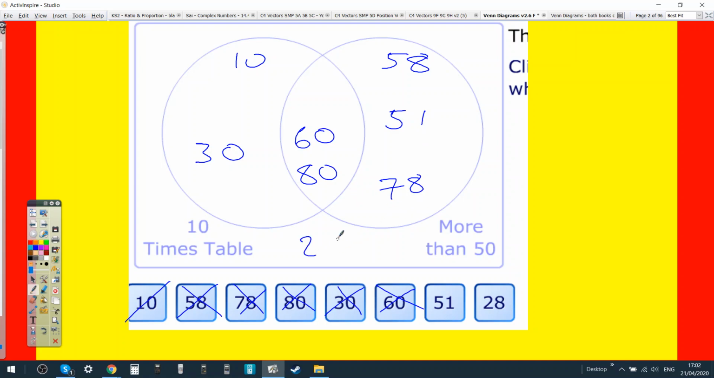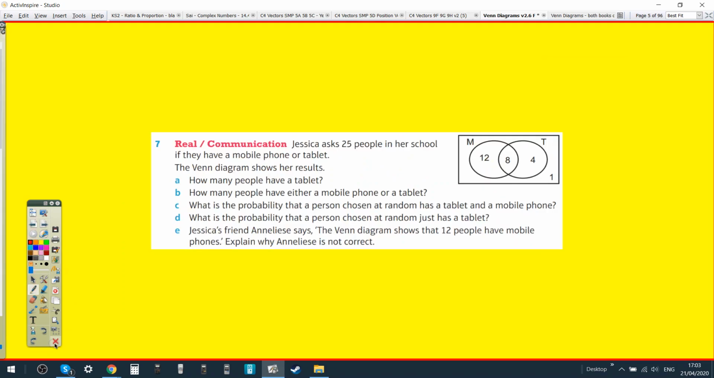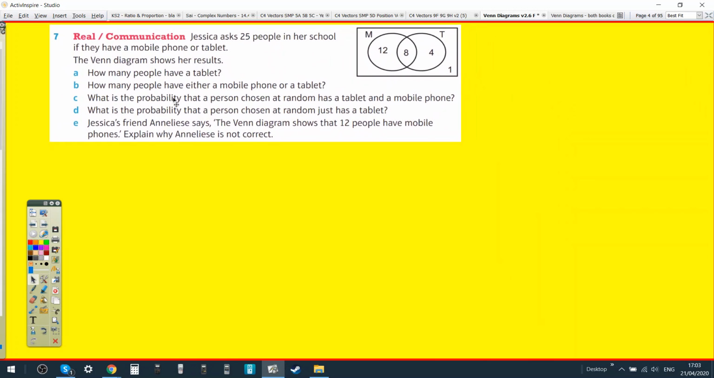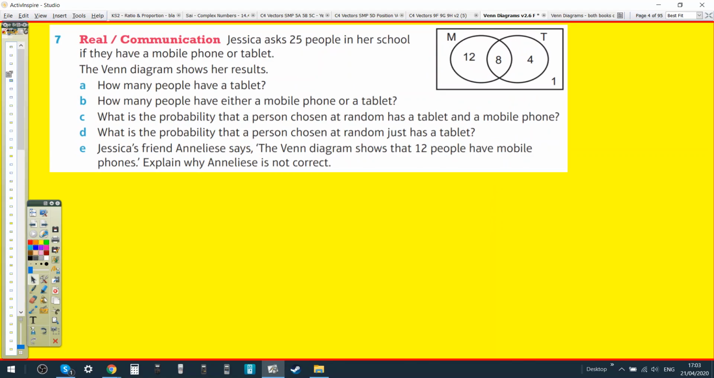Well done. And what would it be if you summarized it down to how many is in each region? So how many in the left, how many in the right, how many in the middle, and how many outside? That is it. Yeah, that's good. Okay, so they did this one. They simplified it down to how many? And so how do we do this?